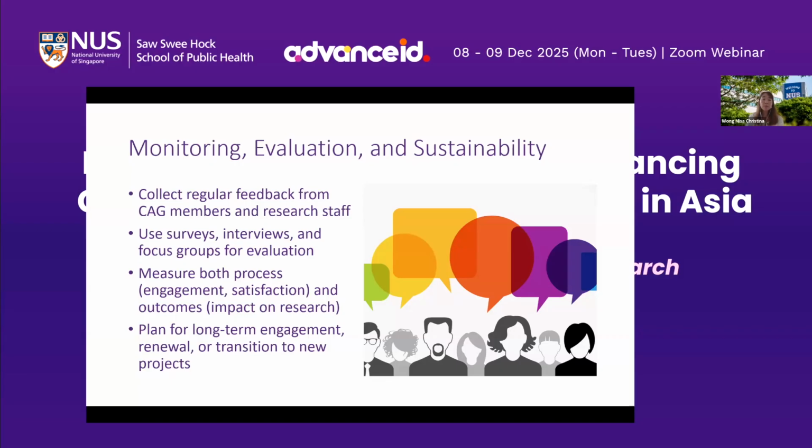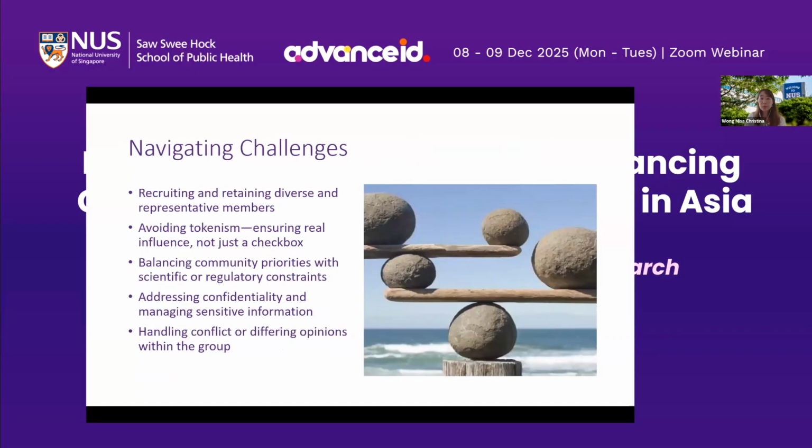And then finally, you want to plan for longer term engagement or renewal or transition to new projects when the study has finished. Navigating challenges. There are a few challenges, or many challenges sometimes, including the recruitment and retaining of diverse and representative members. There may also be tension between scientific, ethical, and community perspectives. And it's also important to address these openly and have mechanisms for conflict resolution and confidentiality.